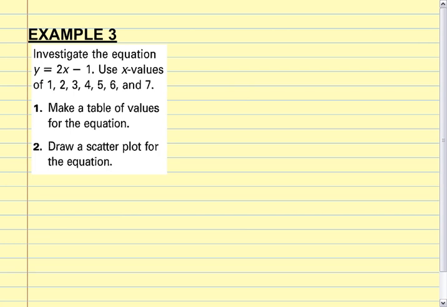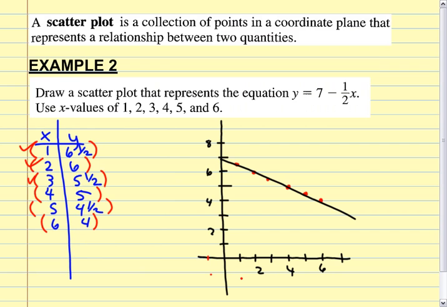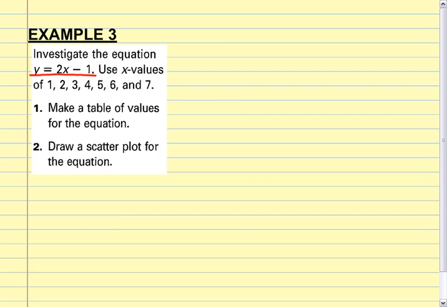Okay, example number 3. Now this one says, investigate the equation y equals 2x minus 1. Okay? And the last one, let's see, what was the equation of the last one? Y equals 7 minus a half x. Okay? In this one, the equation is y equals 2x minus 1. Think back to the last example, what's the first thing that I want to write down on my piece of paper?